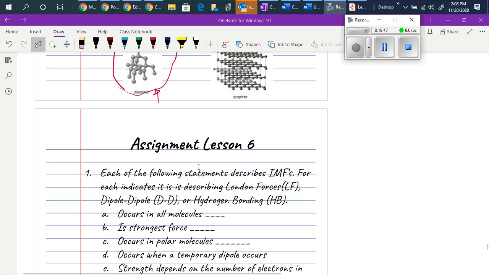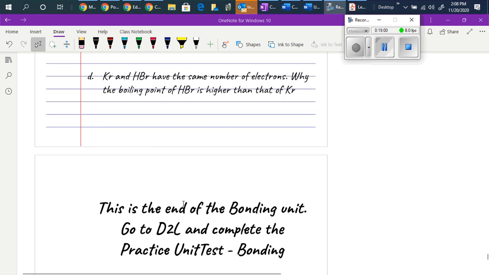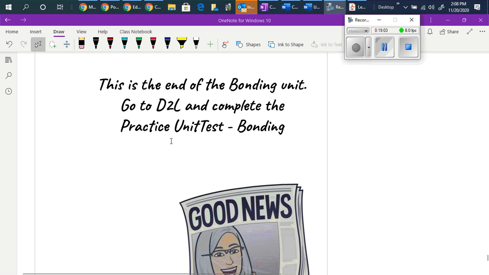Okay, so now this is the end of this lesson, and feel free to complete the assignment on that lesson. If you have any questions, please ask in class. Also, what you have to keep in mind is you have to do the practice unit test on bonding that is on D2L, and we will deal with a review on bonding, and then you will be able to write the unit test on bonding. All the best.